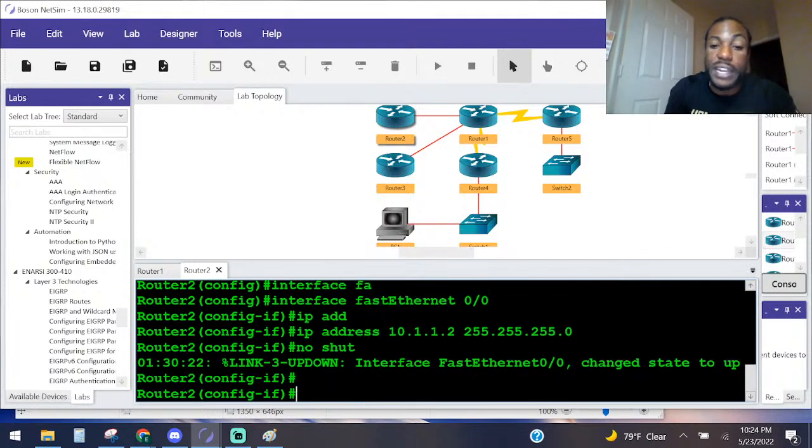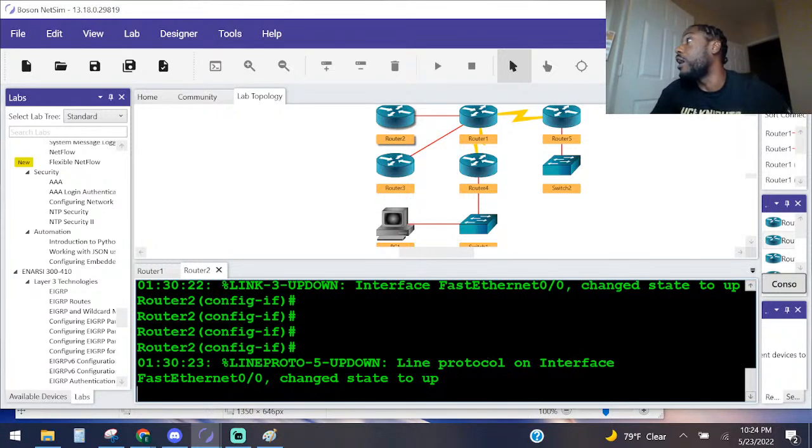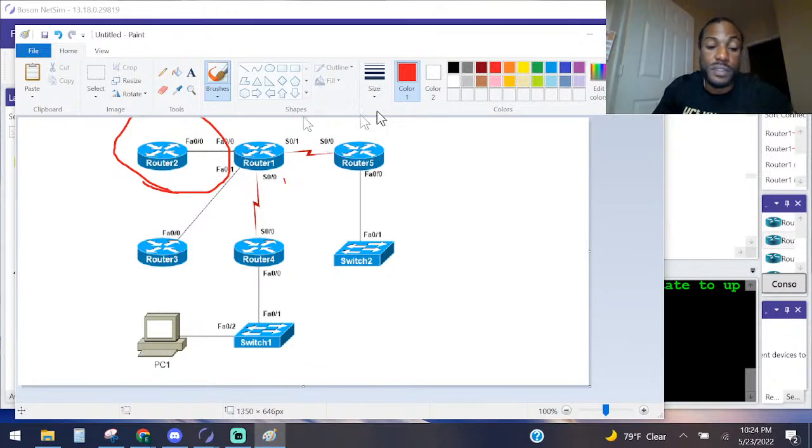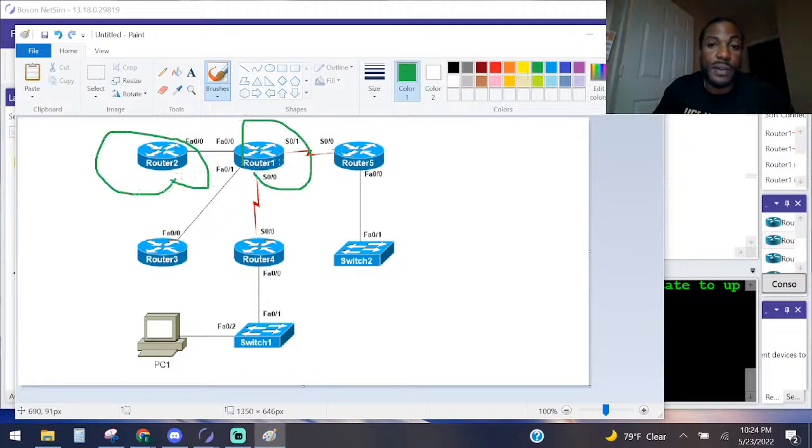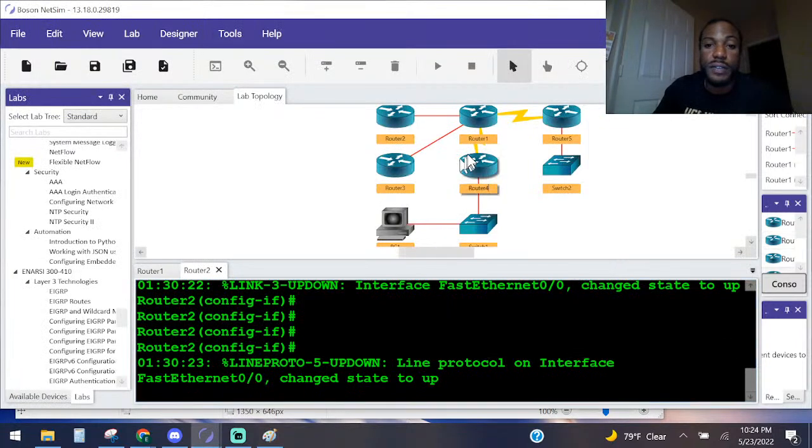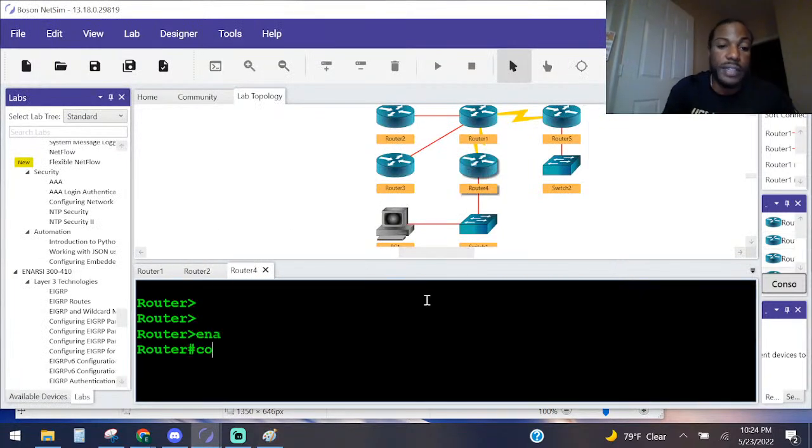With no shut on the interface, what else do we need? We enable the interface on router 4, so we've got to do the same thing. Rinse, repeat. We've got to do the same thing on router 4. So what we did over here, we configured that router. Now we've got to configure this router over here, router 4, which is down over here. Rinse, repeat, right? Go to config mode.